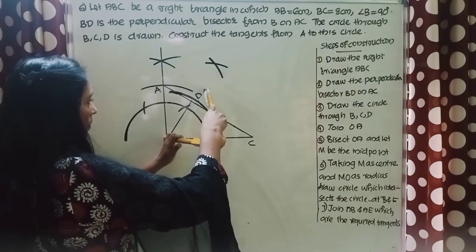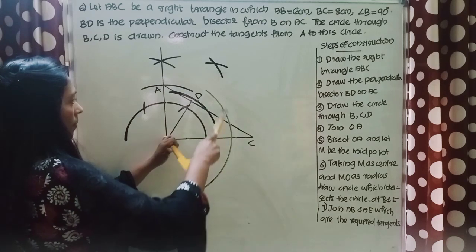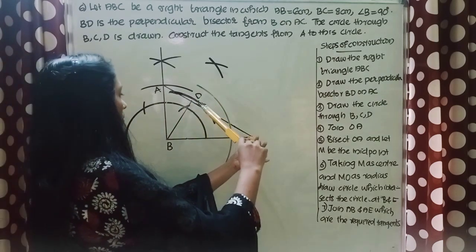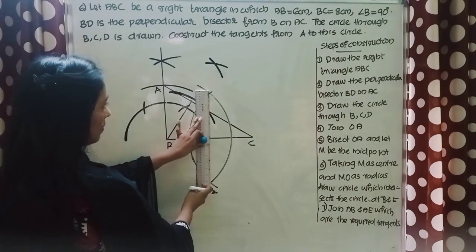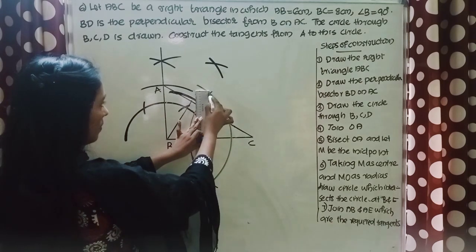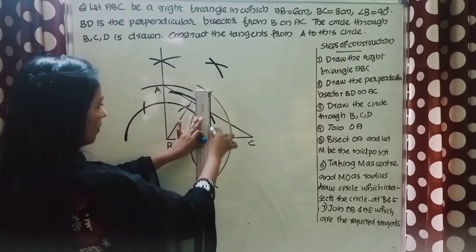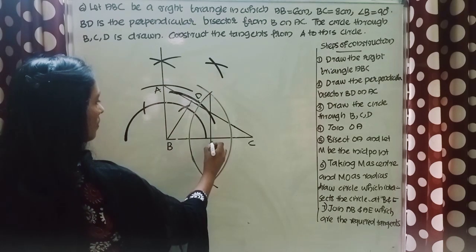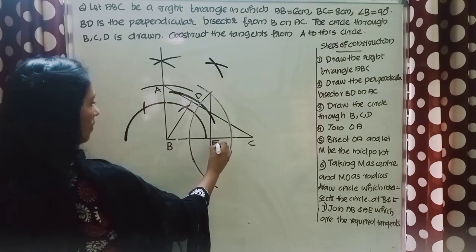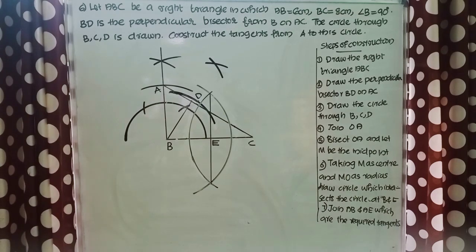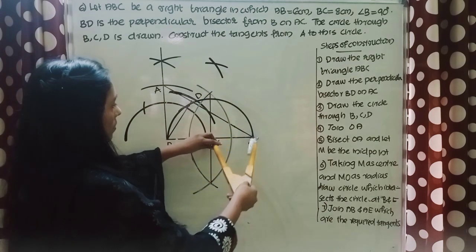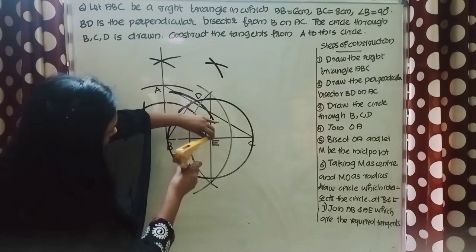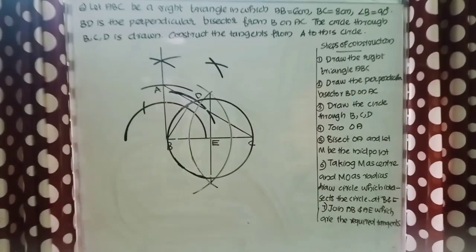Now we need to draw the circle passing through the points B, C and D. To get the center of the circle, let us draw the perpendicular bisector of the line segment BC. Let E be the midpoint of BC, which is the center of the circle. Now let us draw the circle by taking E as center, and EB, EC and ED are the radii. So now we have drawn the circle with center E.